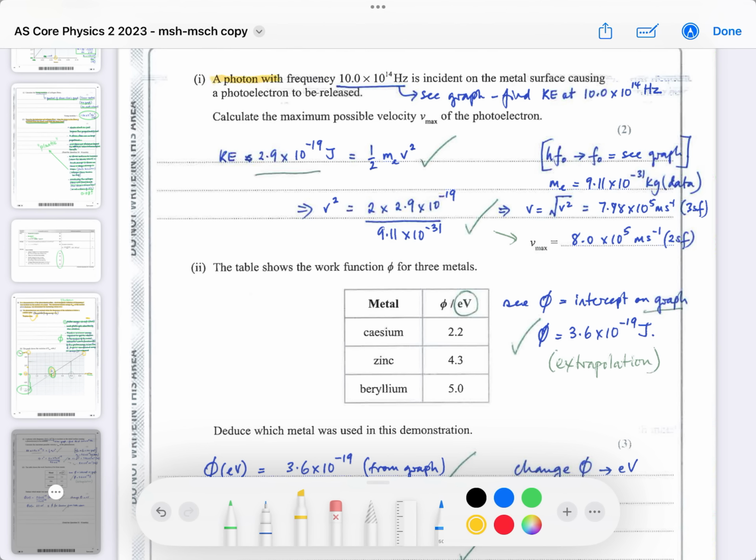It then says a photon with a frequency of 10 times 10 to the 14 hertz is incident on the metal surface, causing a photoelectron to be released. So see the graph. Find the kinetic energy for 10.0 times 10 to the 14 hertz. That's the first thing. And you'll find that the kinetic energy at that value is about 2.9 times 10 to the minus 19 joules.